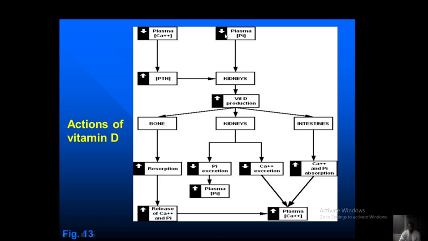And also when there is a decreased plasma level of phosphate, the same thing will happen. So now we have increased vitamin D3 production. And what is the function of vitamin D3 in the bone? It will resorb and increase calcium and phosphorus. What will it do in the kidney? It will decrease the calcium excretion because it reabsorbs from the PCT.